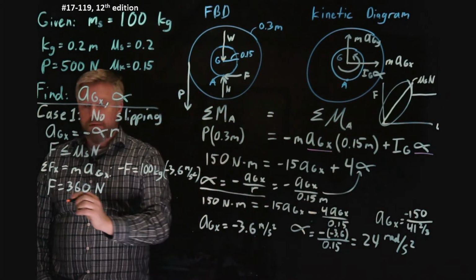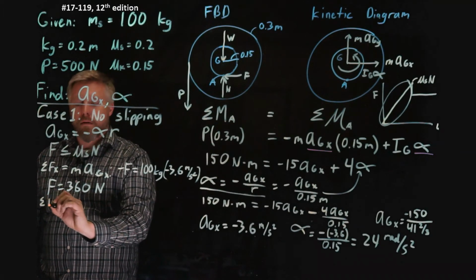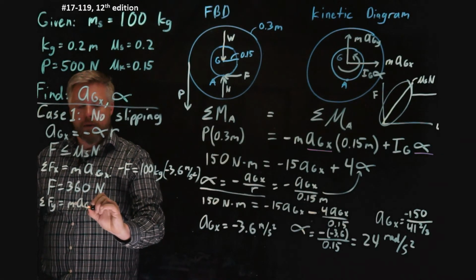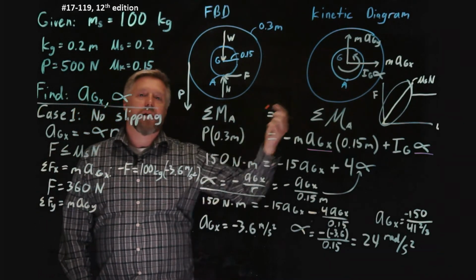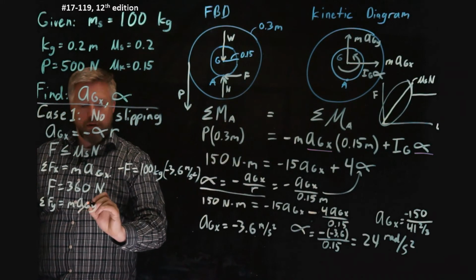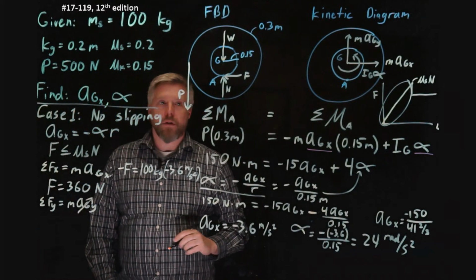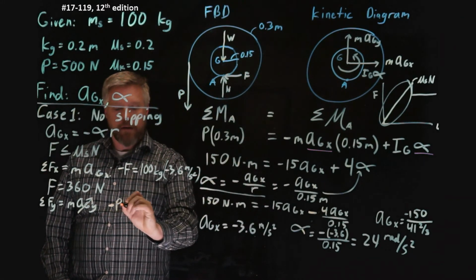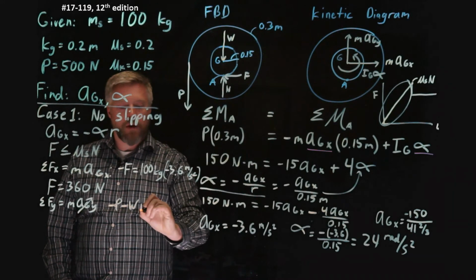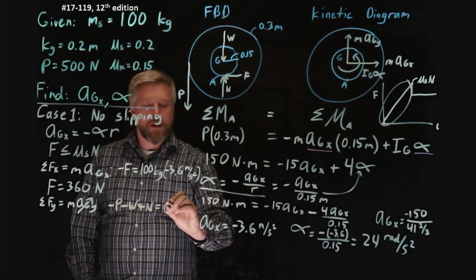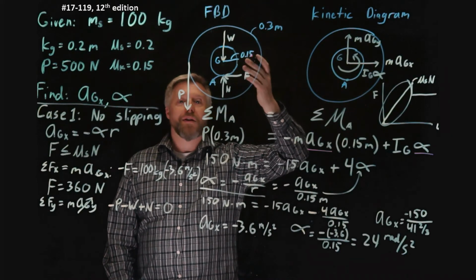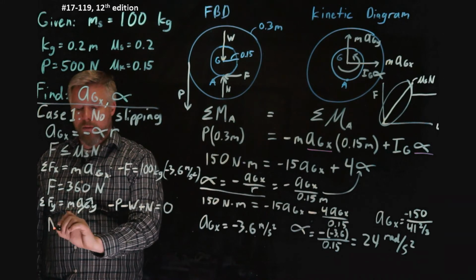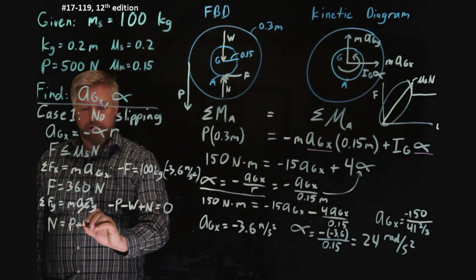So that's what we've got to figure out next, is mu s times N. And to do that, we'll use sum of the forces in the y equals mass times acceleration of the center of mass in the y. Now we know that the center of mass is only moving in the x, so this is 0. And we have our sum of the forces in the y. We have P, N, and W. So we'll have negative P minus W plus N equals 0. The pluses and minuses are just whether it's positive or negative y. Solve for N. N is going to be equal to P plus W.